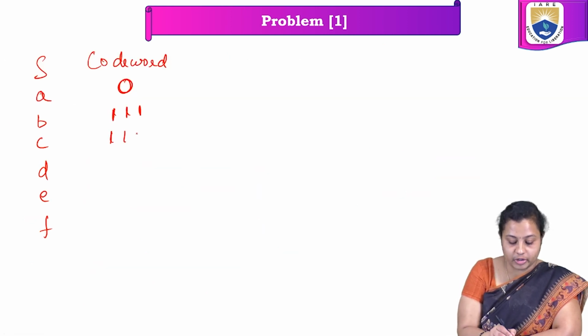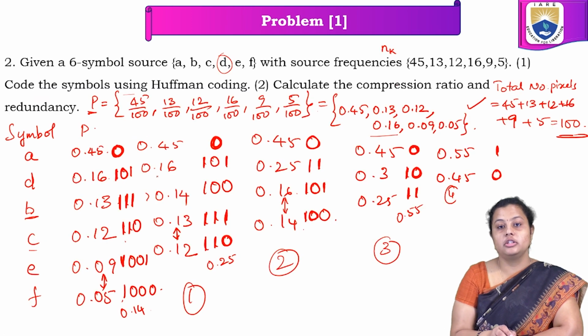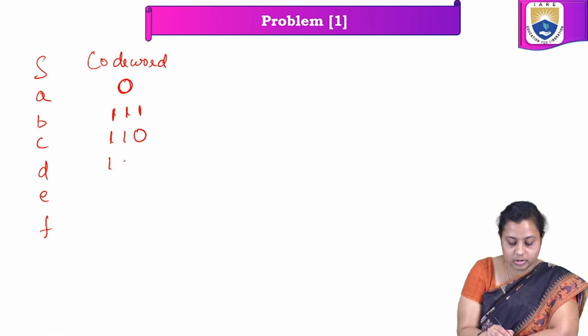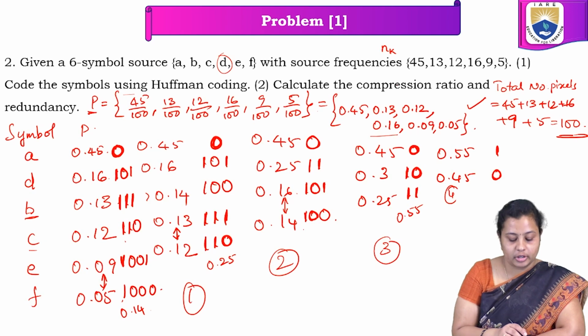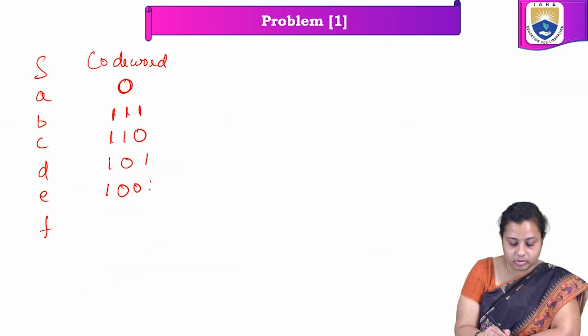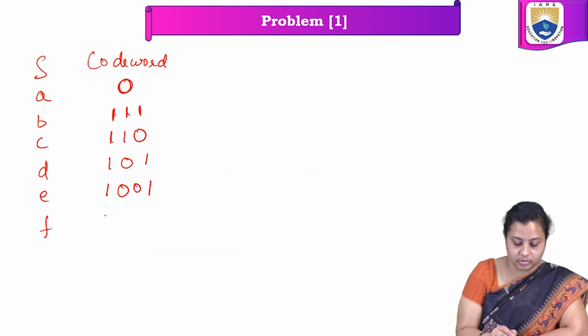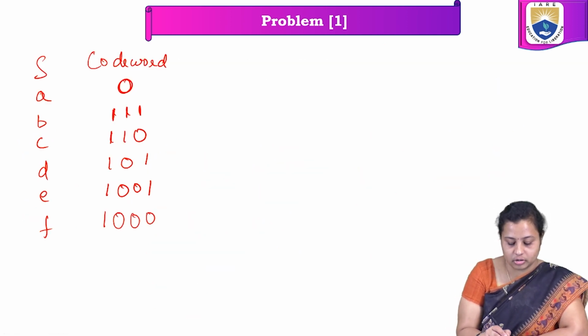So 110. Now what is my D? D is 101. So that symbol is 101. Now if I have my E, that is given by 1001. Right? So that is equal to 1001. F is 1000, with three zeros. So what is the code length now?